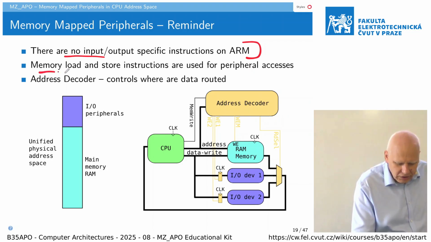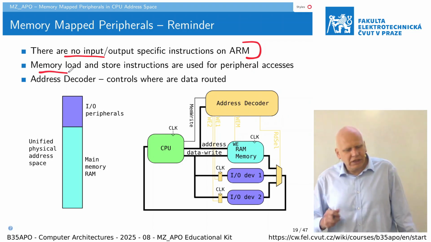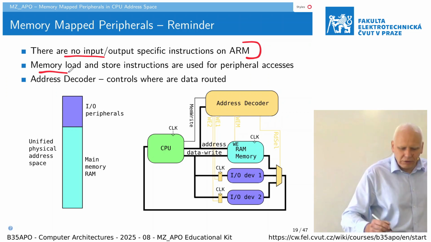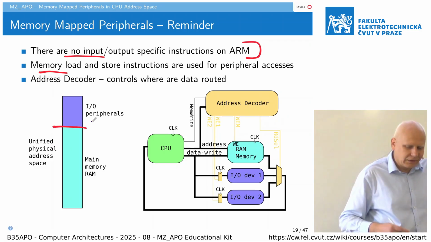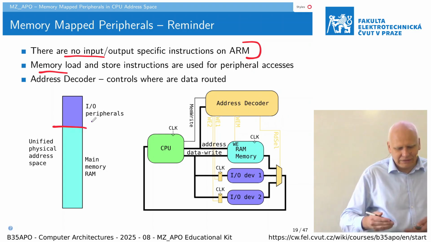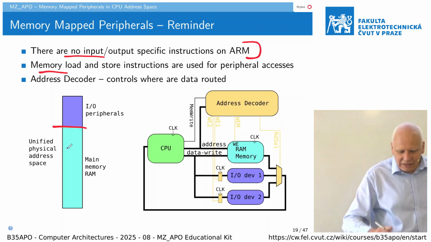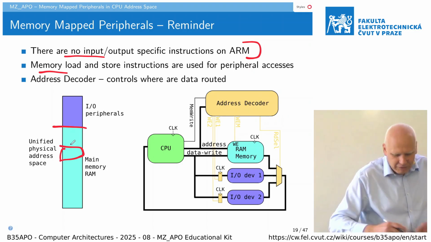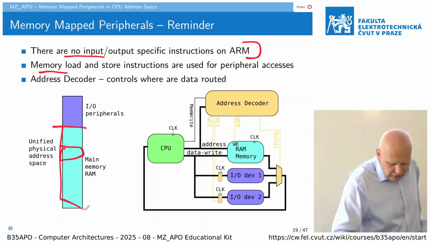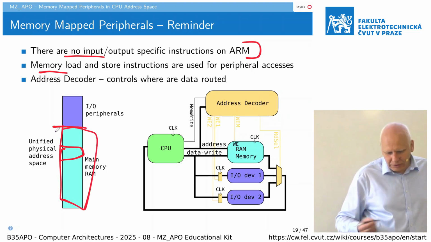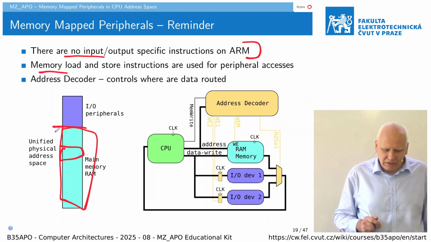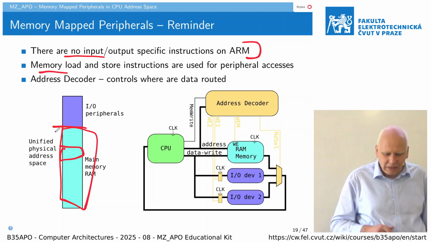So you need standard load and store instructions to access memory and peripherals, and they differ only by the address. Basically, you decide that some area in the address space is used for the peripherals. It can even be mixed, with some parts for peripherals and some parts for the memory. Usually the memory is continuous and so on.